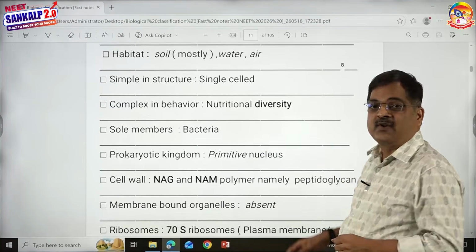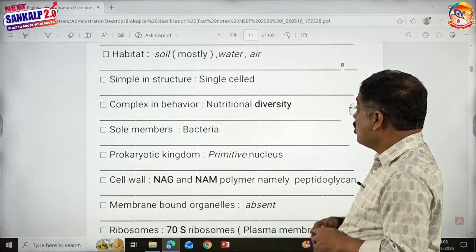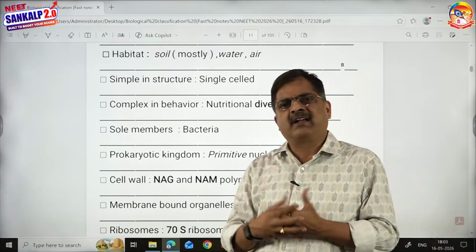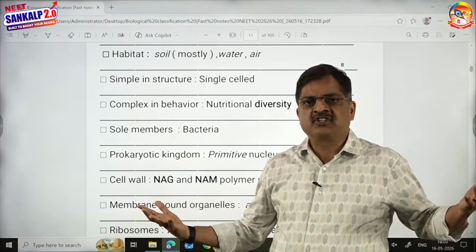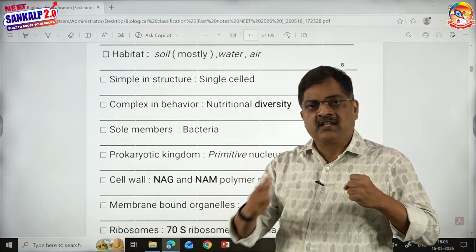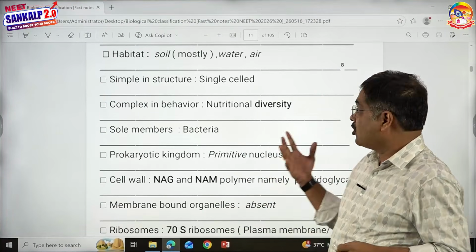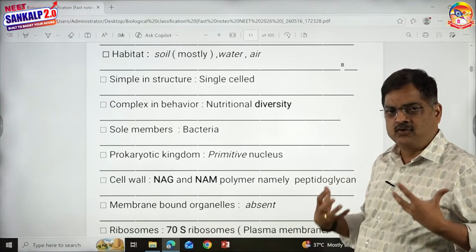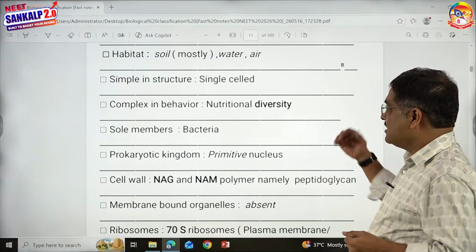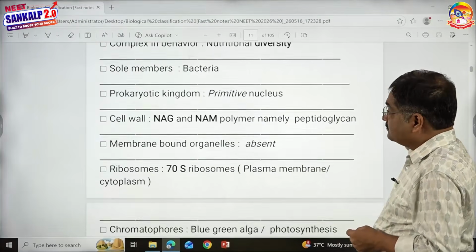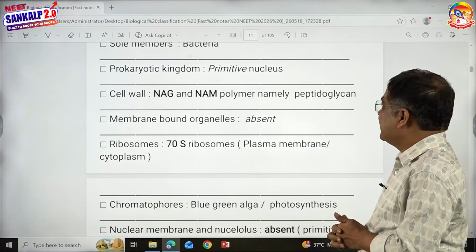It is simple in structure, only single cells, but complex in behavior. Your textbook says complex in behavior. What do you mean by complex in behavior? There's a huge nutritional diversity. I can exemplify this as a reason why they are complex in behavior. There are different types of respiration, different types of nutrition, and that is the reason why you say complex in behavior. The sole members are bacteria. Is it a prokaryotic kingdom? Yes.